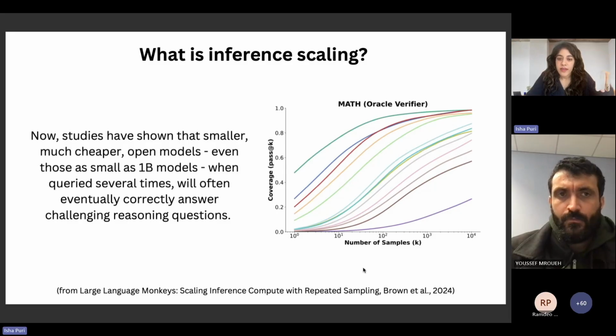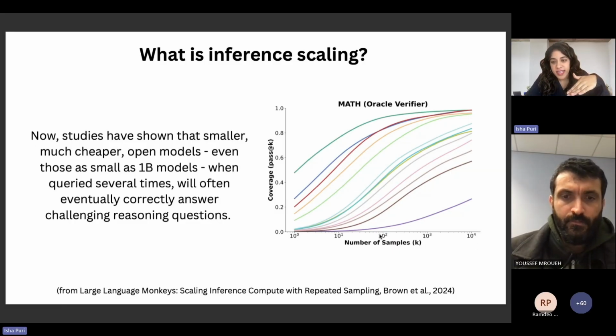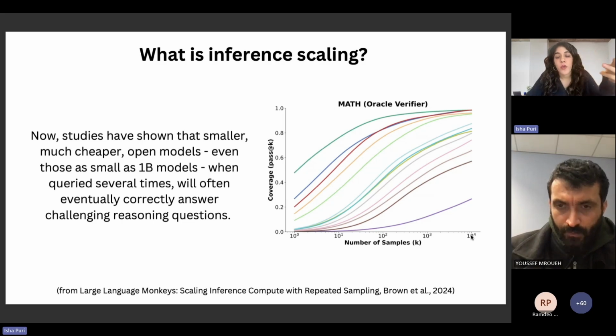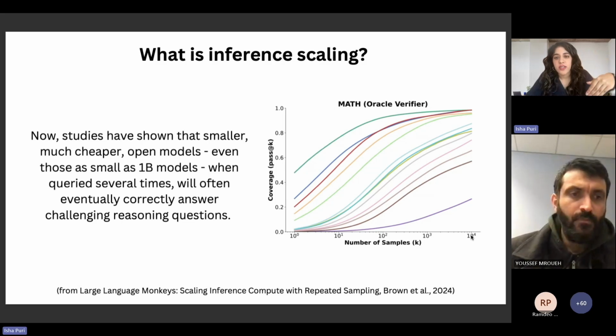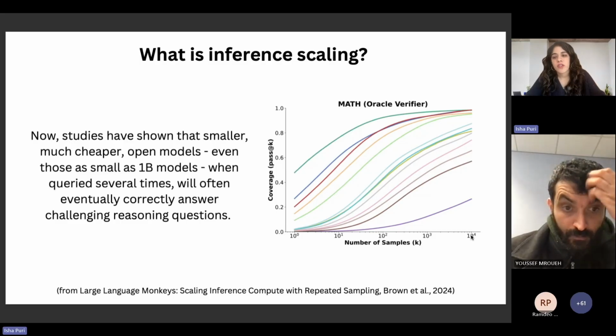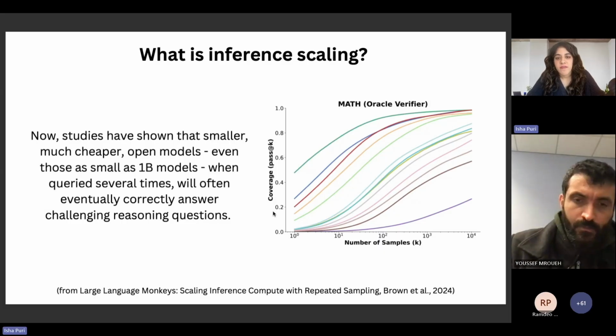But the study from Stanford, which I was going to say came out a while ago, but it was last year, says that as you scale the number of samples here on the x-axis, so this is just the number of times you're querying the language model with the same exact question, let's say I query a language model 100 times, and if any of those 100 answers are correct, I give myself a point for that question. So that's this coverage at pass k on the y-axis.